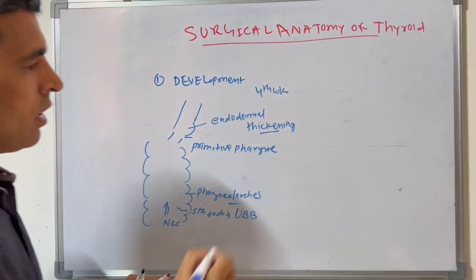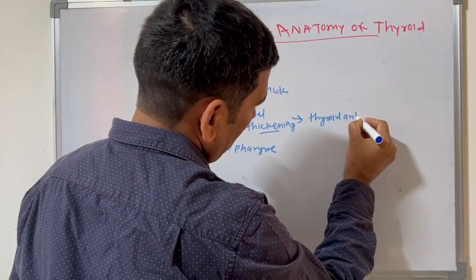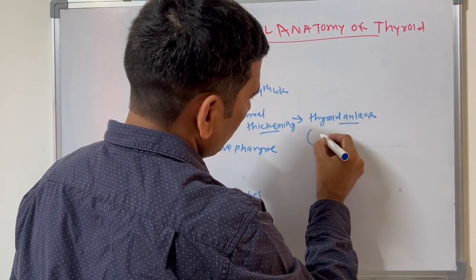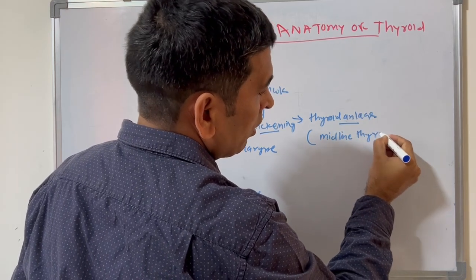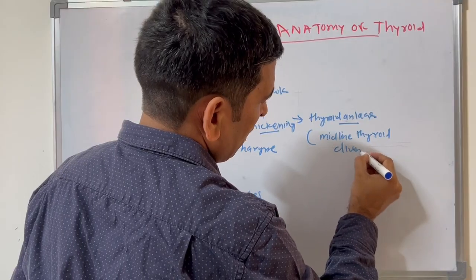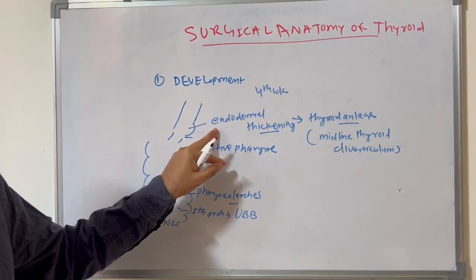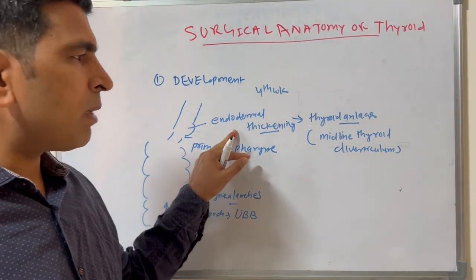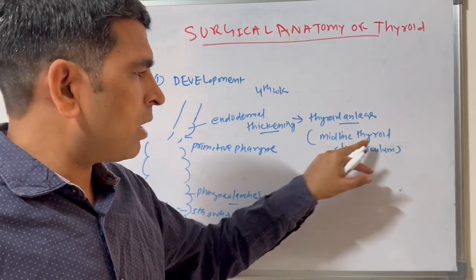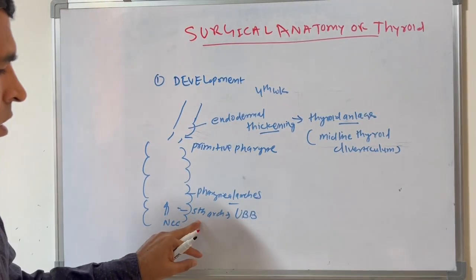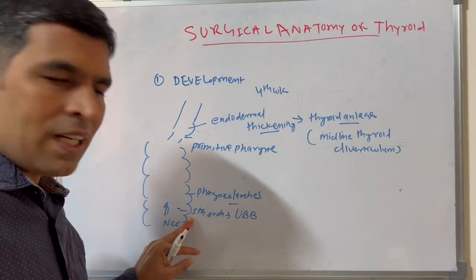This endodermal thickening is called the thyroid anlage, or you can say the midline thyroid diverticulum. So this primitive pharynx forms the endodermal thickening at the level of the tongue development that leads to the thyroid anlage, and that is the midline thyroid diverticulum. And this ultimobranchial body, coming from the neural crest cells of the fifth pharyngeal arch, is disappearing.